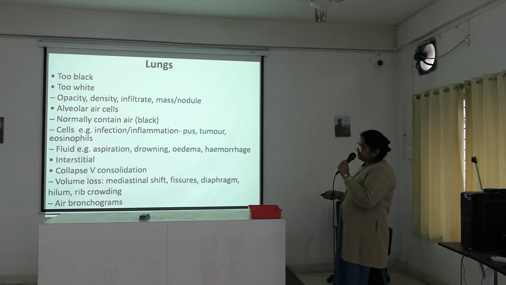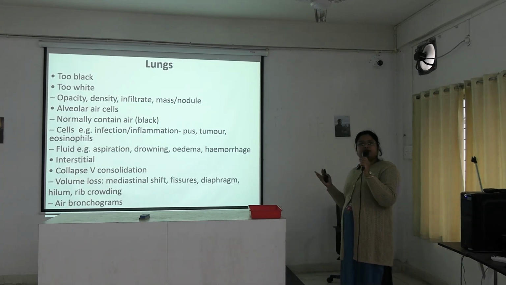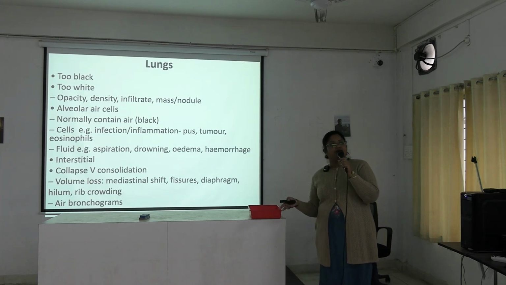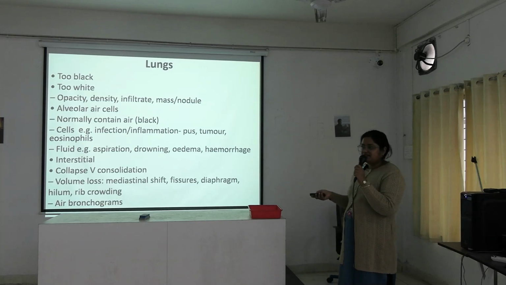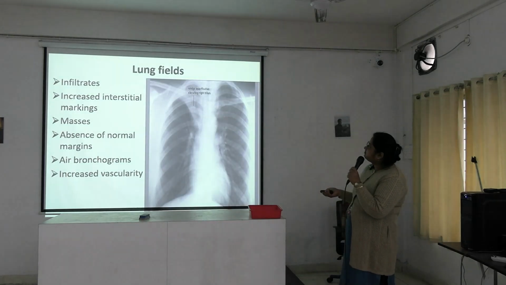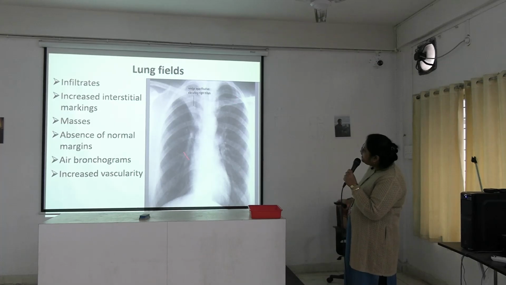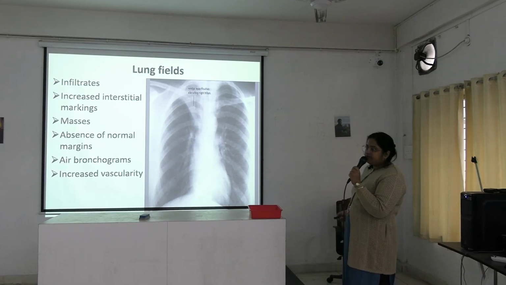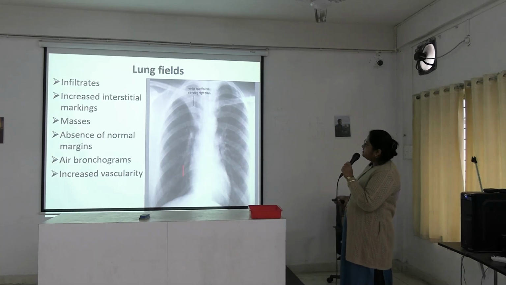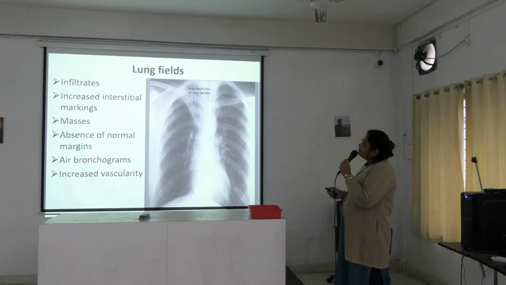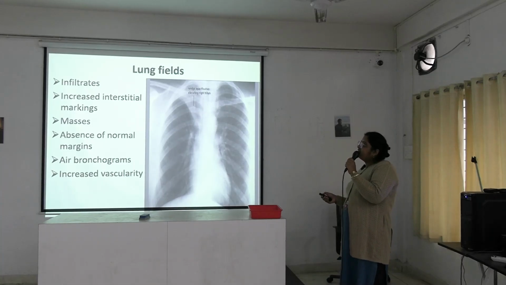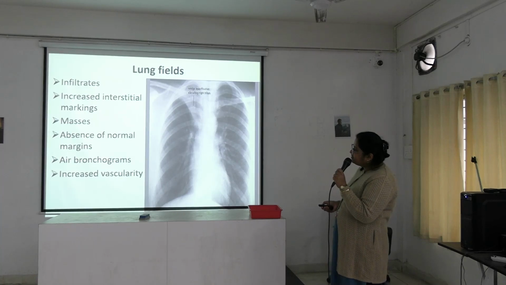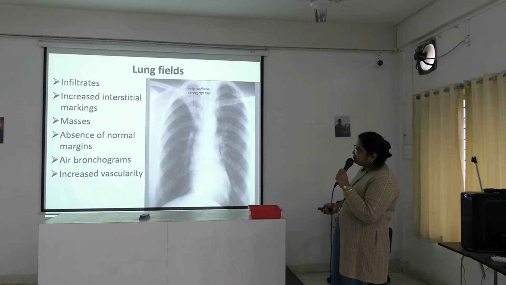And air bronchograms. Bronchovascular markings are formed due to the vascular shadows, the different branches of the pulmonary artery, bronchial arteries, and different veins. See, these are the lung fields. You can see normal lung field, and these white shadows are the bronchovascular markings, and they are more prominent near the hilum of the lung. So, in lung fields you have to look for infiltrates, increased interstitial markings, masses, absence of normal margins, air bronchograms, and increased vascularity.